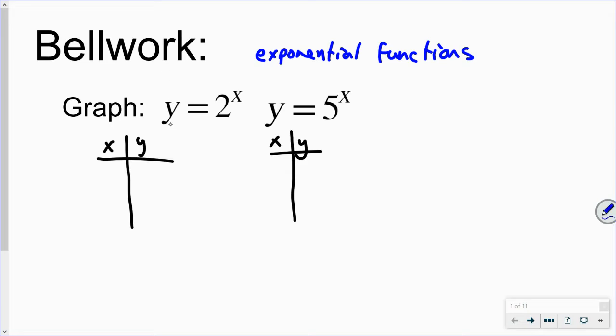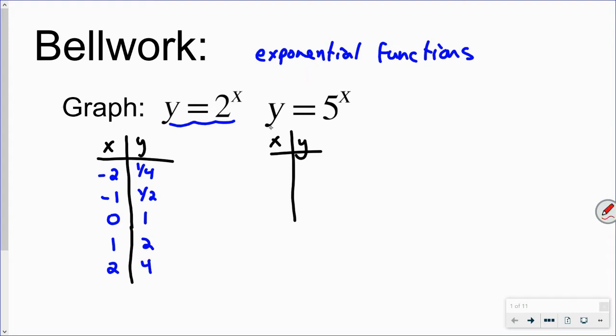Okay, so this 2 to the x here will be in blue. So I like to pick the same numbers. So -2, -1, 0, 1, and 2. And when I plug those in, so I have 2 to the -2. Remember that negative in the exponent makes it a fraction. So we have 1/4. 2 to the -1 is 1/2. 2 to the 0 is 1. Anything to the 0 power is 1. And 2 to the first is 2. And 2 squared is 4.